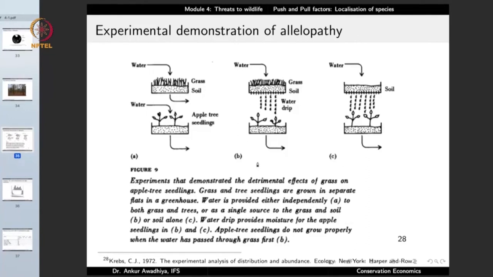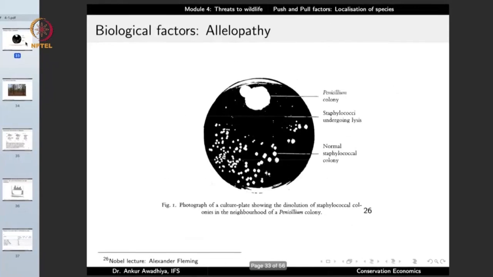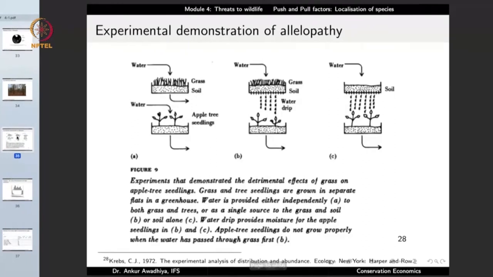So allelopathy can very easily be demonstrated in experimental settings. In certain cases, we grow two organisms together and we observe if this organism is able to inhibit the growth of the other organism, but at a distance. Or we can do experiments such as these to demonstrate if something is being secreted out, which is inhibiting the growth of the other species. So allelopathy is a very important push factor for a number of species.